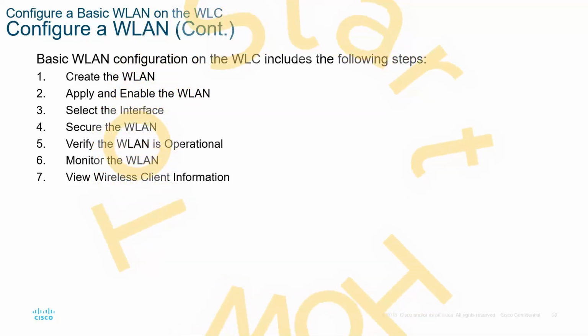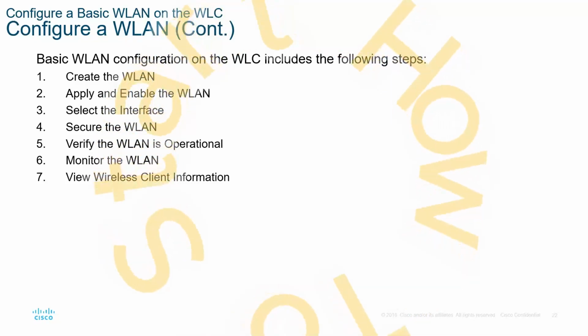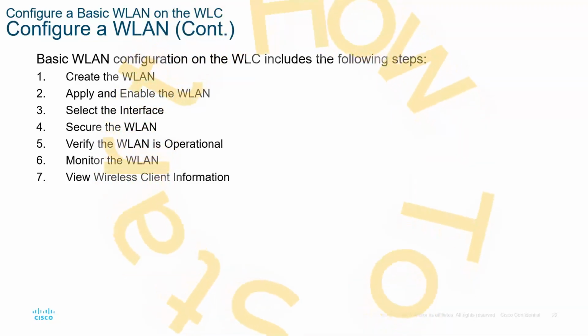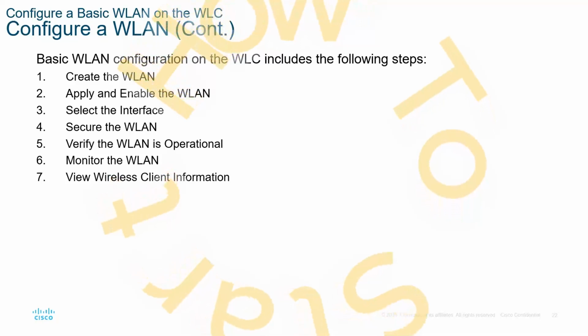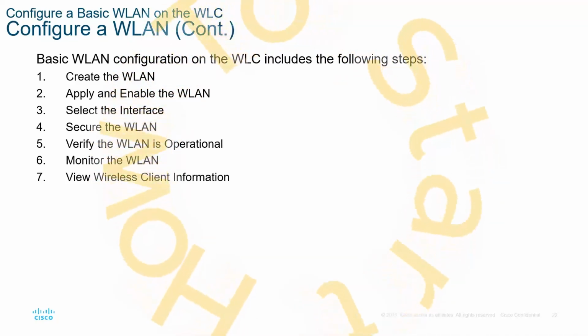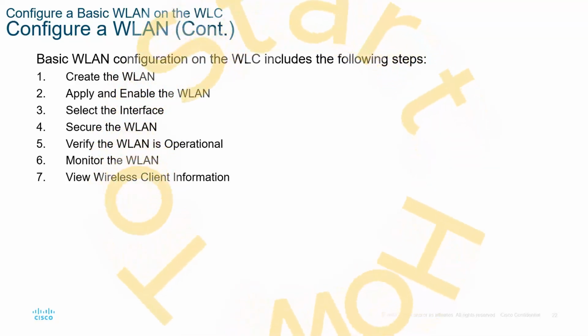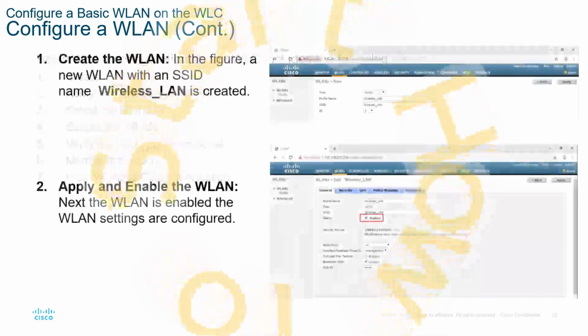So, how do we do our basic configuration? Basic wireless configuration is 7 main steps. First, create the wireless LAN. Next, enable the wireless LAN. Select the appropriate interface, secure it, verify operational integrity, monitor, and then view wireless clients. So, how do we do that?